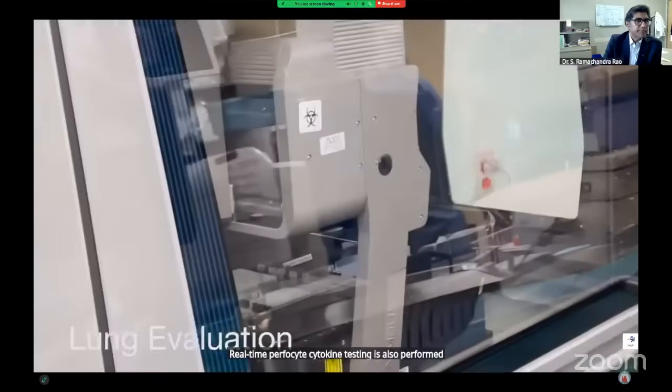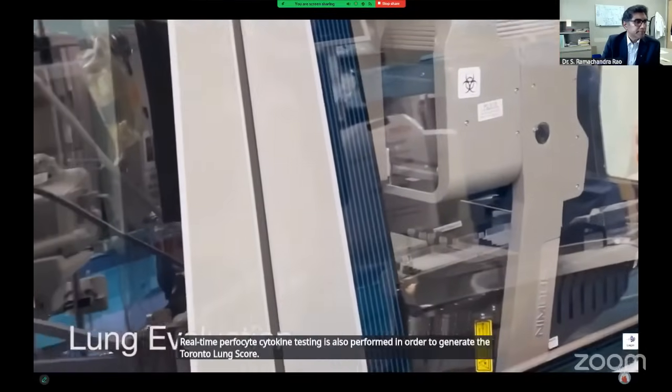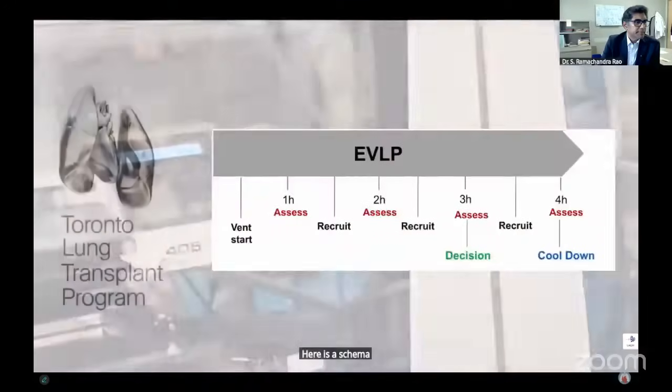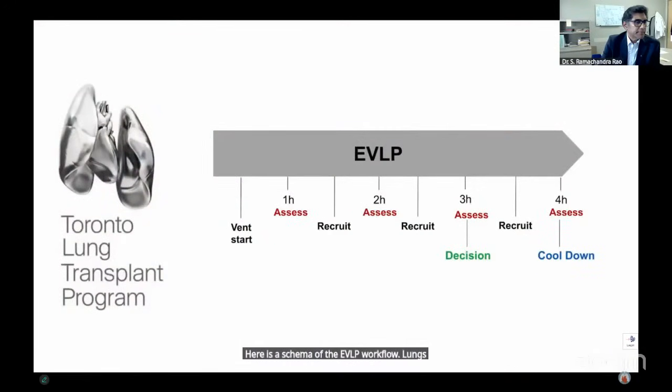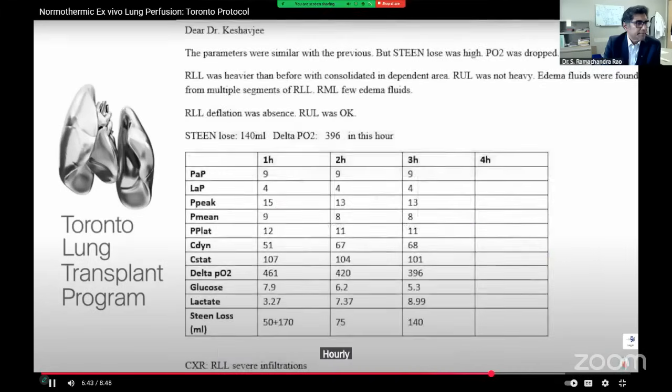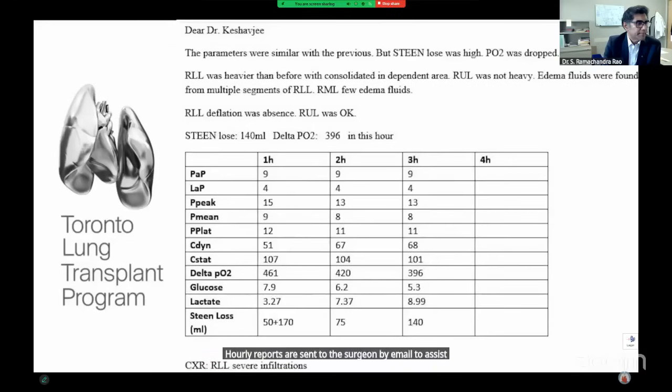Real-time perfusate cytokine testing is also performed in order to generate the Toronto lung score. Here is a schema of the EVLP workflow. Lungs are recruited and evaluated hourly. A decision to transplant is usually made by hour 3 of EVLP. Hourly reports are sent to the surgeon by email to assist in their decision.